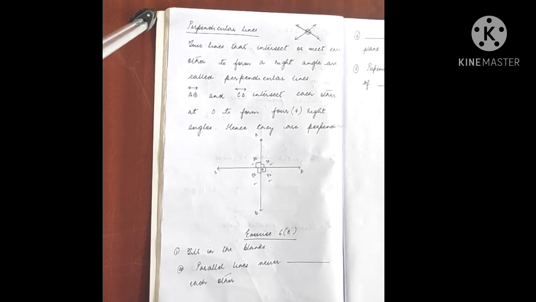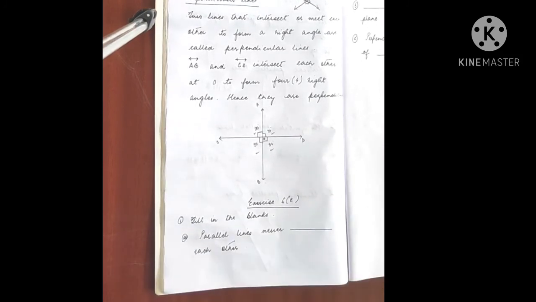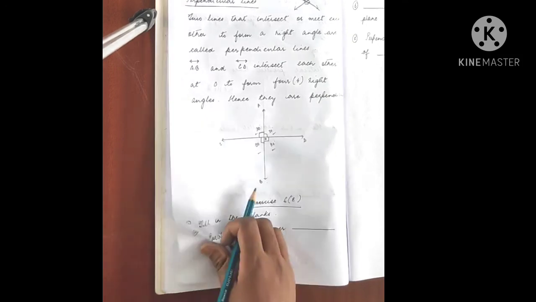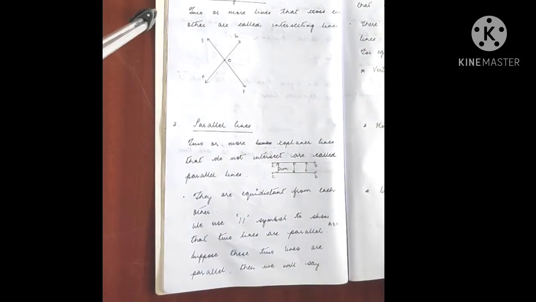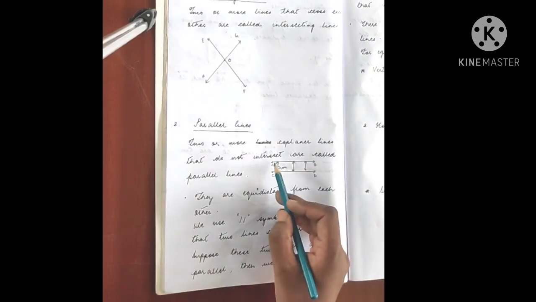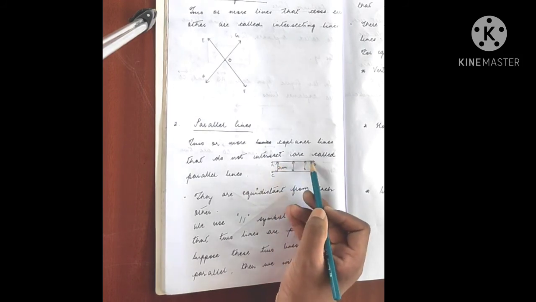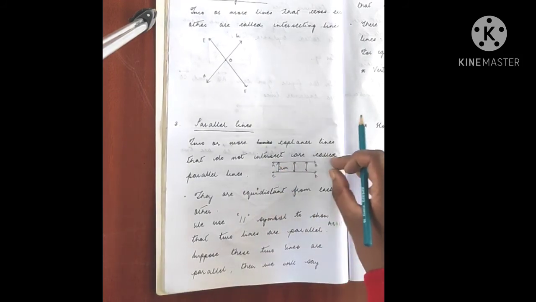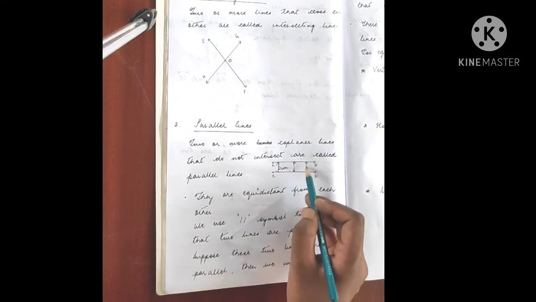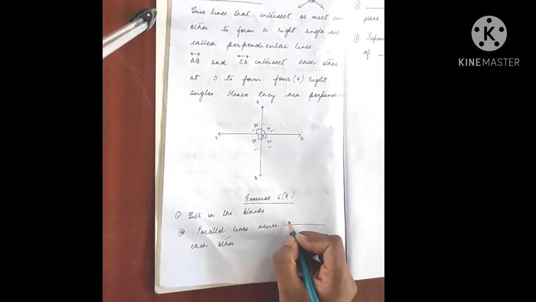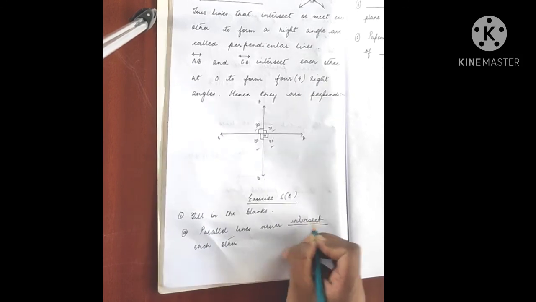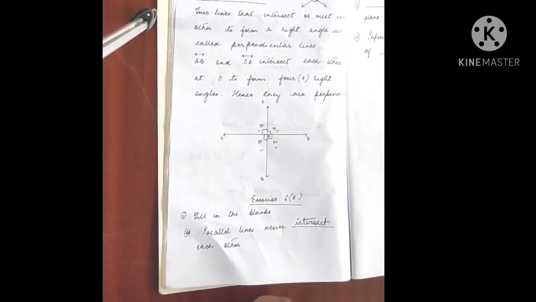Now we are going to start exercise 6E. In 6E you will see the first question. It says: parallel lines never dash each other. I am taking you to the parallel lines diagram. You can see what I told you about parallel lines: they will never intersect each other, they are never going to meet, and the distance between them will always remain the same. So you are going to write intersect here: never intersect each other.